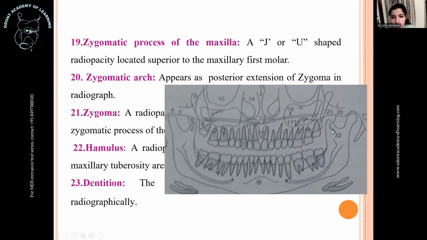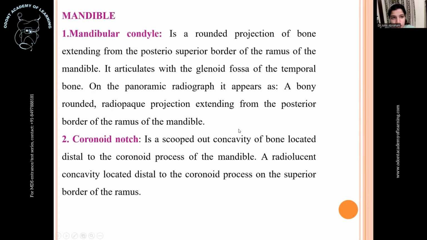And there is a hamulus that is present, and of course the entire dentition is visualized. These are the areas that can be seen in the maxillary region. Comparing it to the radiograph will help in a better understanding.